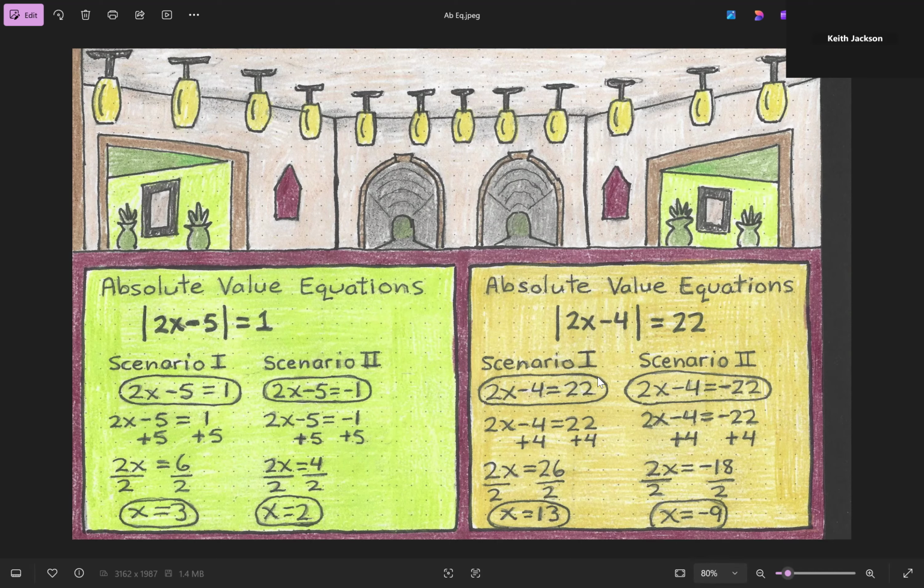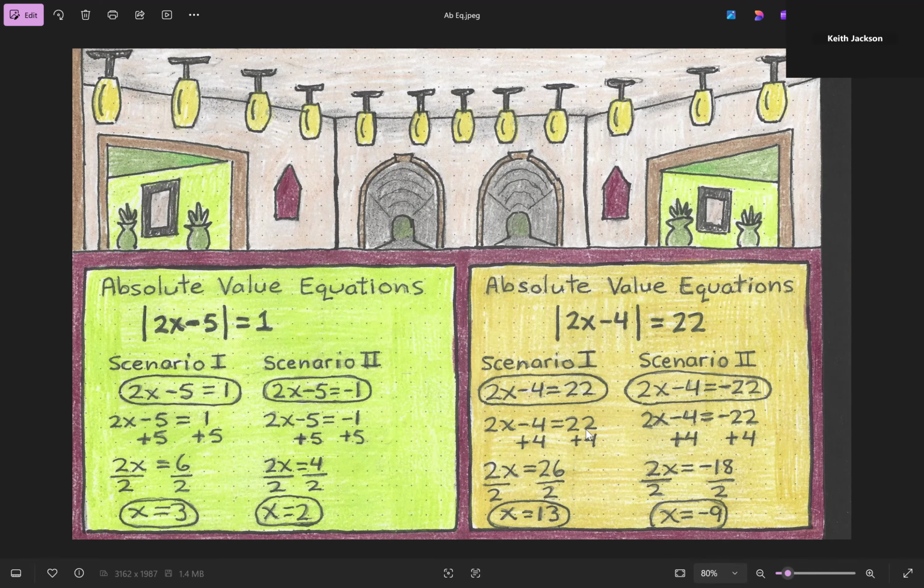And let us move on to the second big example of an absolute value equation, in which we have the absolute value of 2x minus 4 is equal to 22. Because we have an absolute value equation right here, we're going to have to consider two scenarios. And here is scenario 1. 2x minus 4 is equal to 22, and 2x minus 4 is equal to a negative 22.